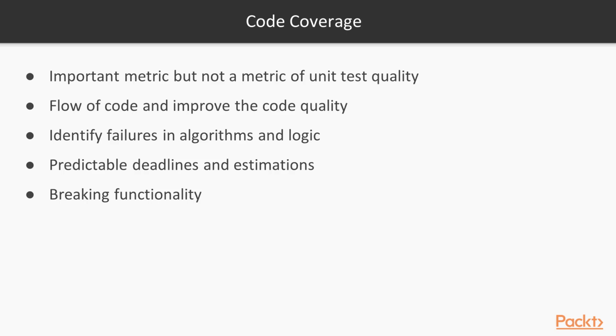Writing good unit tests is an art that requires time and patience, but when your unit tests are good enough, and when you are concentrating on making good assertions with regard to corner cases and branch coverage, they provide us with many features. Help us to identify failures in algorithms and logic. Help us to improve the code quality. Make us write code that is easy to test. Prevent future changes from breaking the functionality. Help us to have more predictable deadlines and estimations.